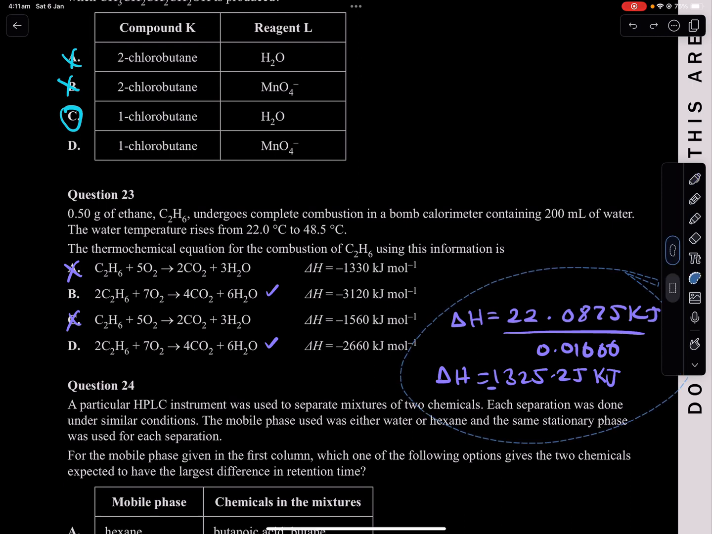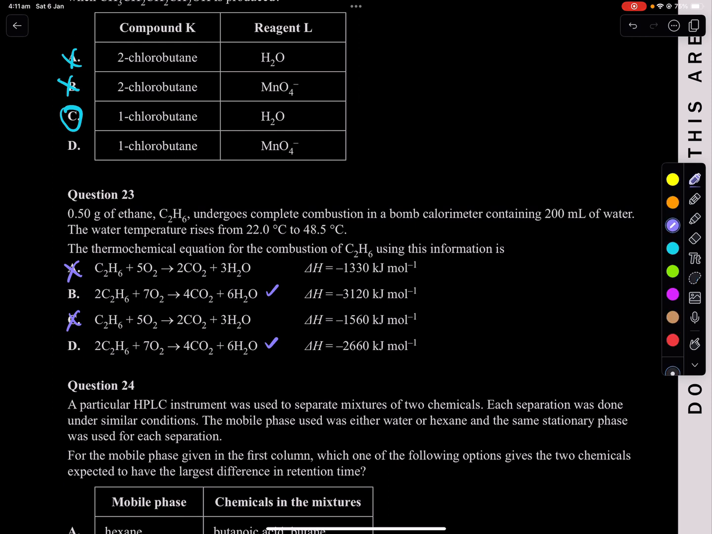So I'm just going to rub this whole thing off. And that gives me, as a final answer, 2650.5 kilojoules, which is approximately this one over here. So choose D. Done. Easy.